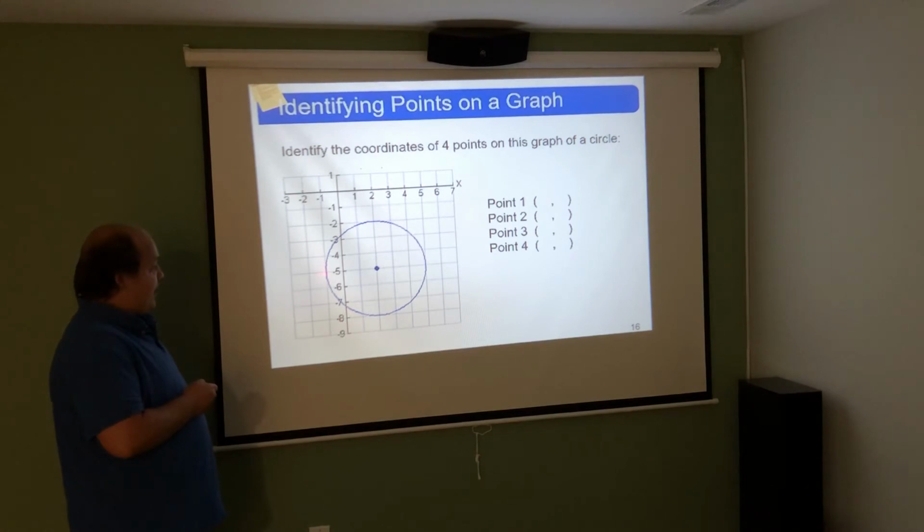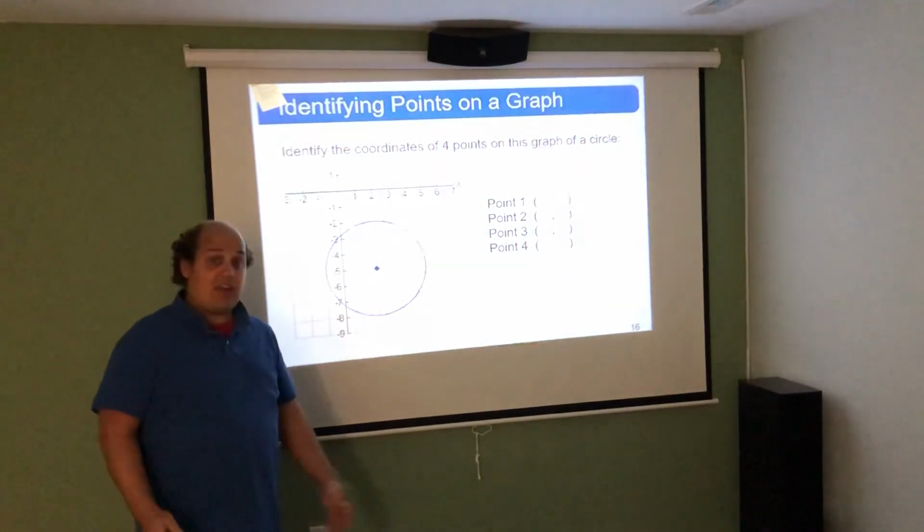The final point that I'm going to identify is this point here. To get there, I start at the origin, I go left 1 and down 5. So the coordinates would be -1, -5.